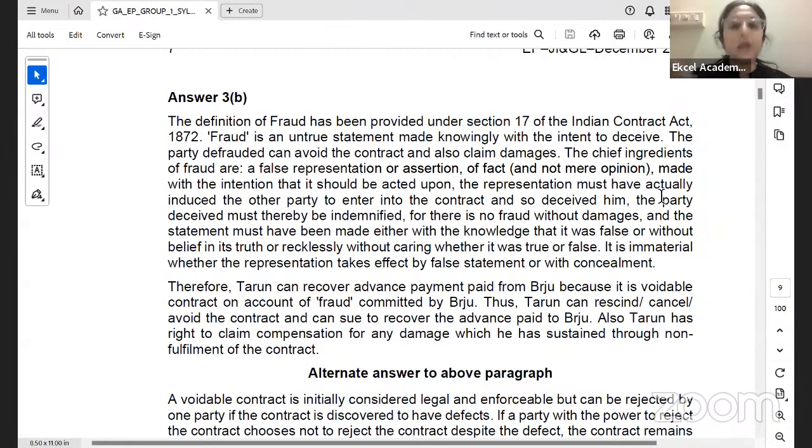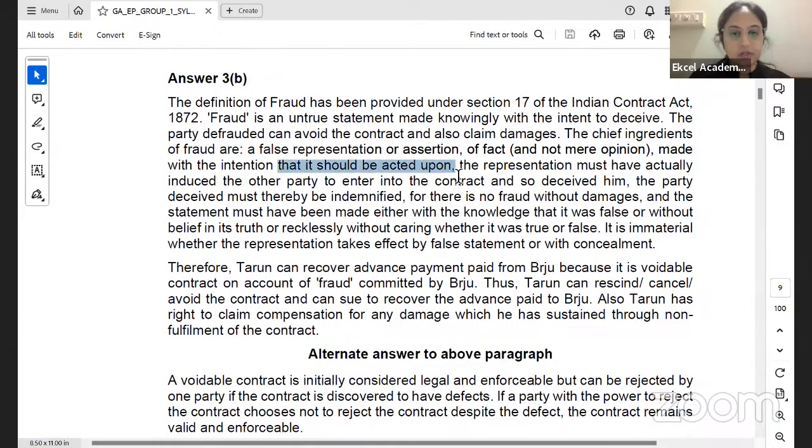And he has made Tarun enter into the contract. That is there, and it's made with an intention. It should be acted upon, and the representation must have actually induced the other party to enter into the contract and so deceived him. Correct?